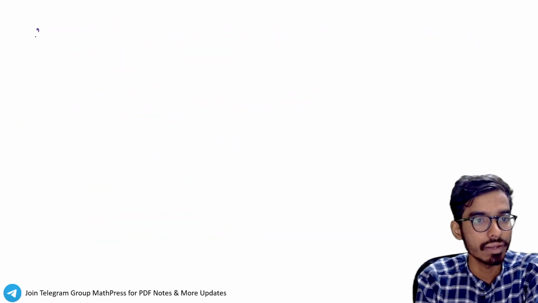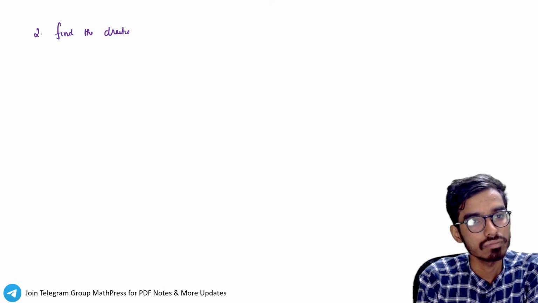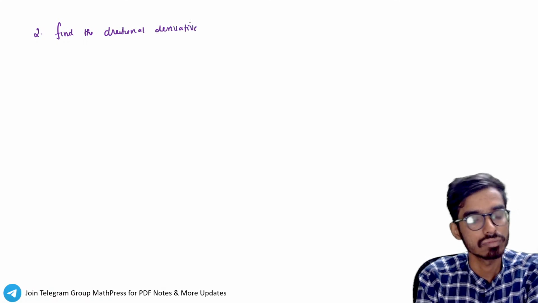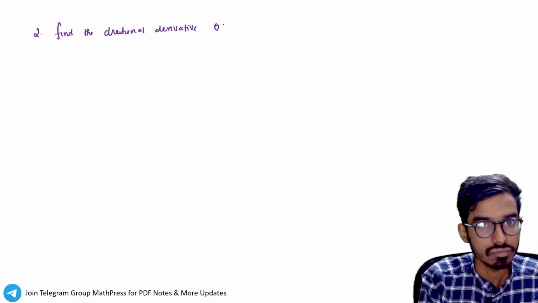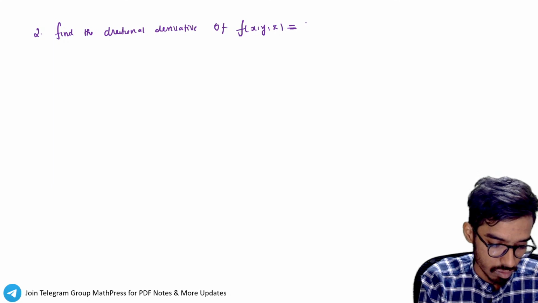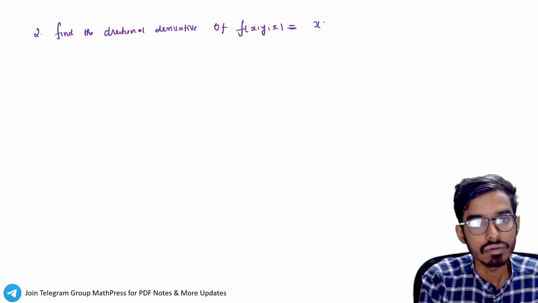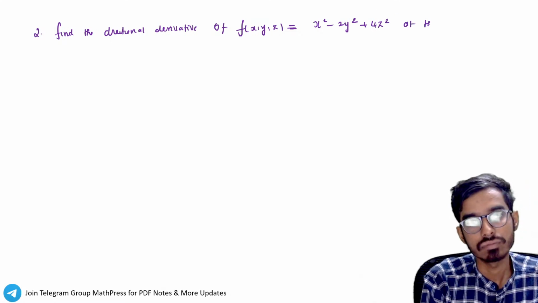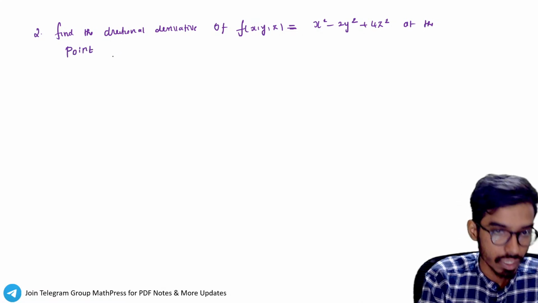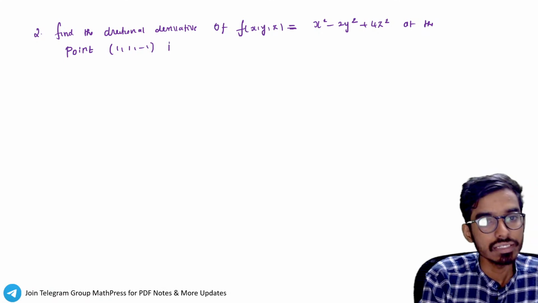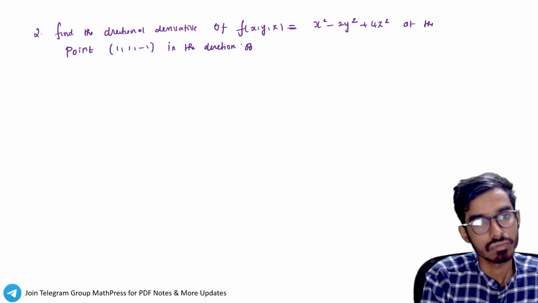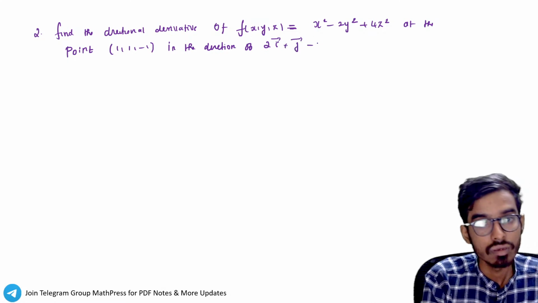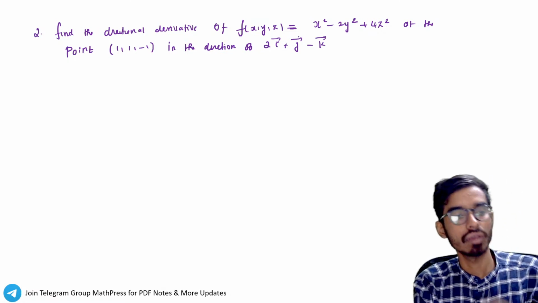Very simple. So I'll give you an exercise problem. Find the directional derivative of f of x comma y comma z is equal to x square minus 2y square plus 4z square at the point 1 comma 1 comma minus 1, in the direction of 2i plus j minus k. Okay. I think you can do this problem now, right?